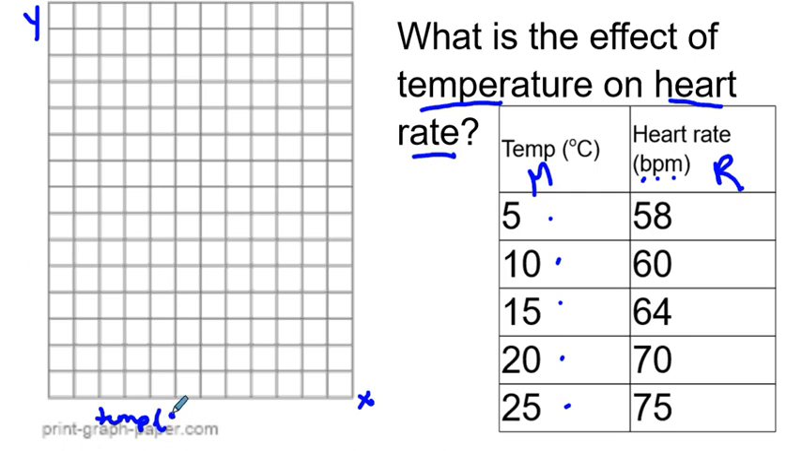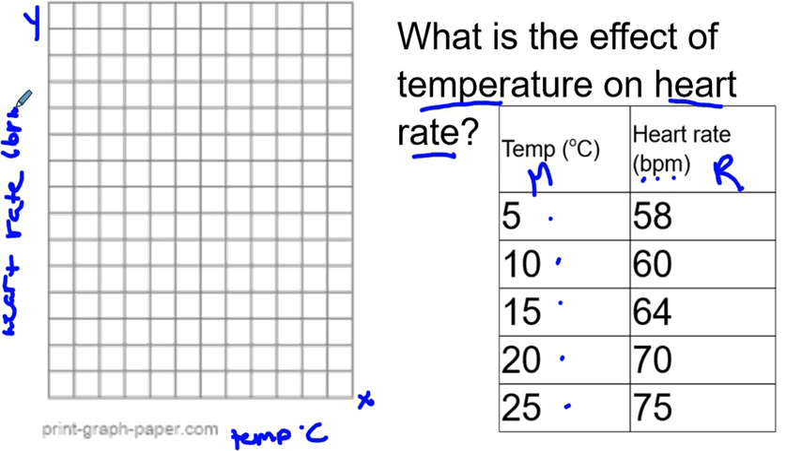temperature, and we want to include those units, degrees Celsius. Actually, I'm just going to leave a little bit more space there. So I will just write that a little bit lower down here, the temperature in degrees Celsius, and then I label my y-axis with my responding variable, which is the heart rate in beats per minute. So we're going to write heart rate, and that's measured in BPM.